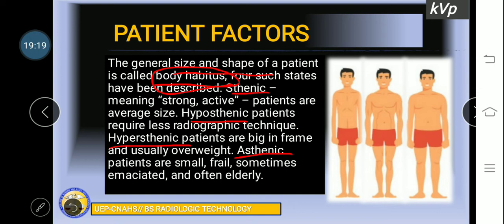So when we say sthenic, this is strong and active. So these are patients that are of average size. So Boschung said this is the body of an athlete.